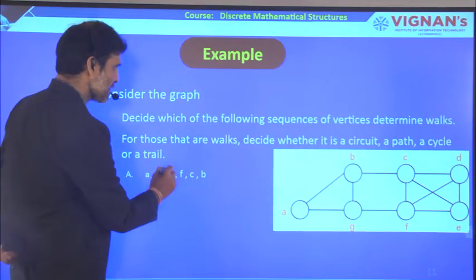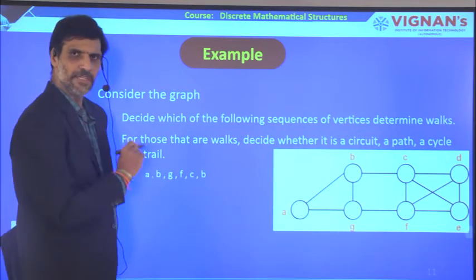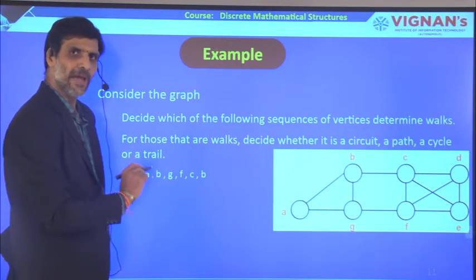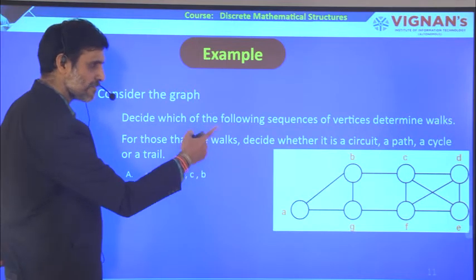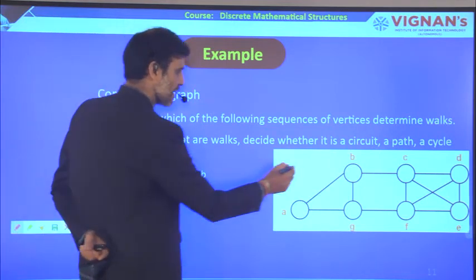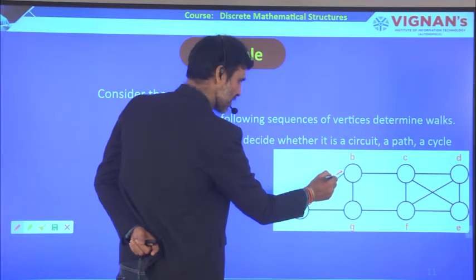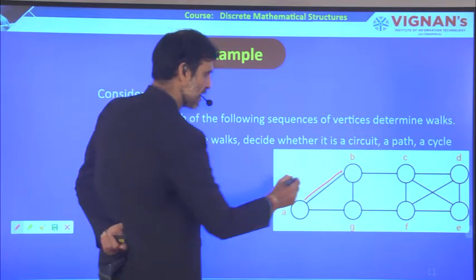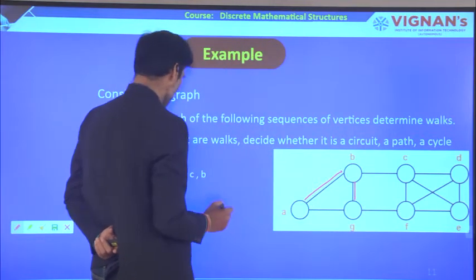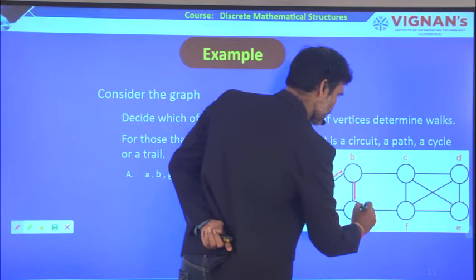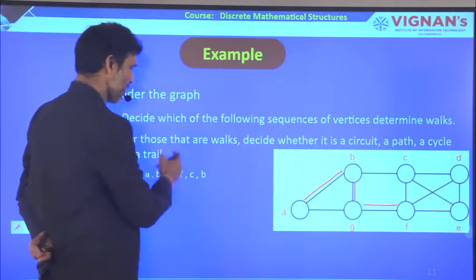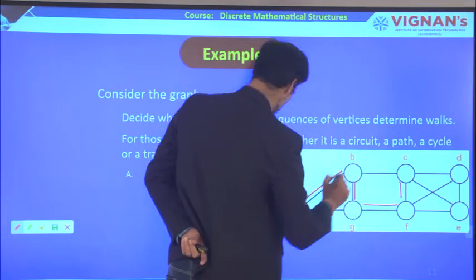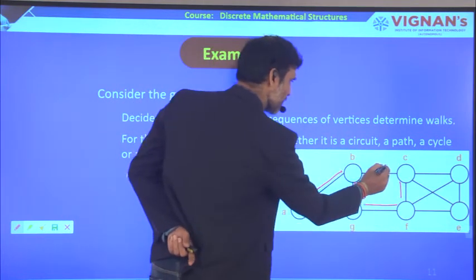So whether it is a trial, a circuit, a path, or simply a walk, you need to tell by looking at that figure. Here it is given A to B. I am just drawing that A to B. And what next? B to G. And next it is given G to F. And then F to C is given. And C to B is given.